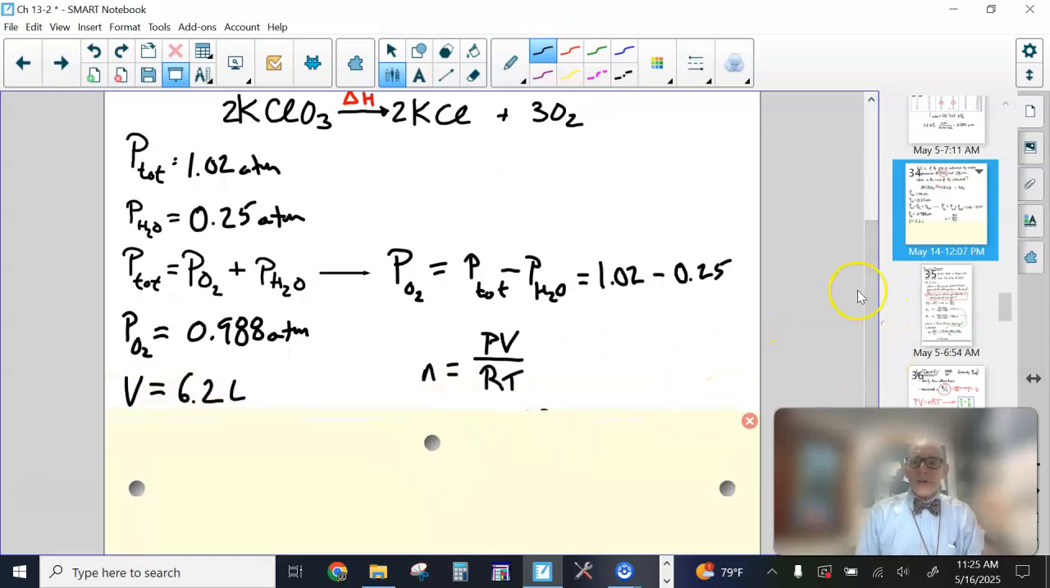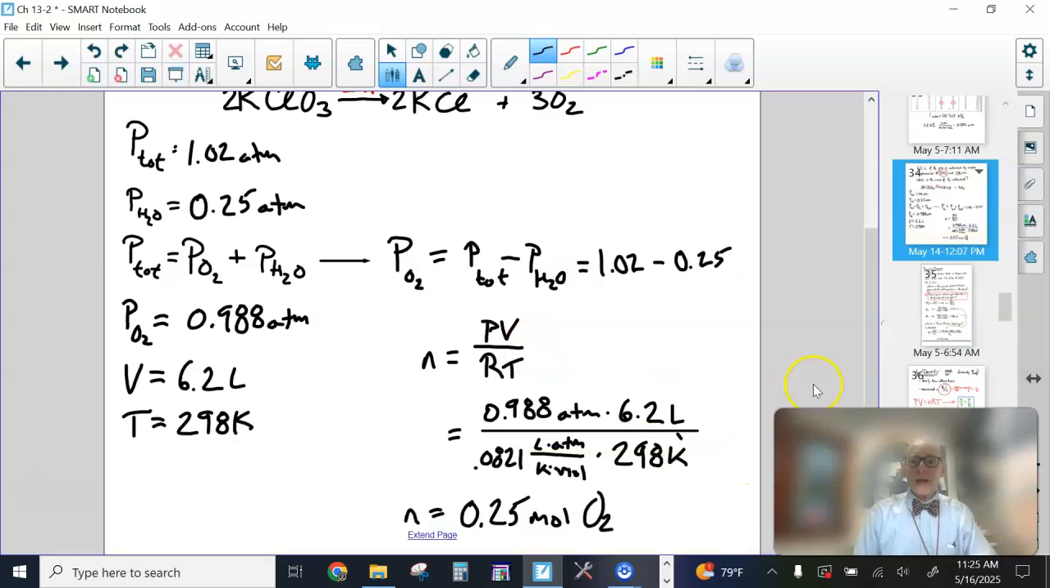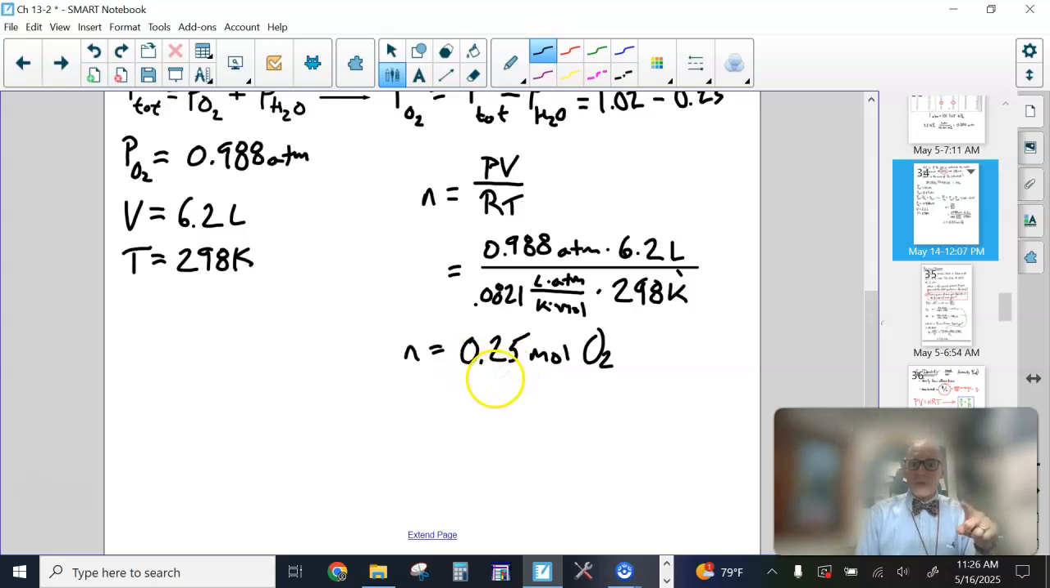All right, and then notice we've got all the things we need in PV = nRT to solve for n, which is shown right here. We've got the pressure of the oxygen gas. We subtracted out the pressure exerted by the water vapor. We've got the volume and we've got the temperature. So we just plug it into PV = nRT real quick to get the answer. And the answer is, for n, we have 0.25 moles of oxygen gas.